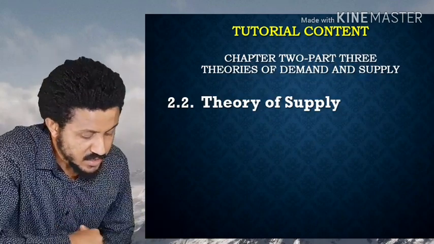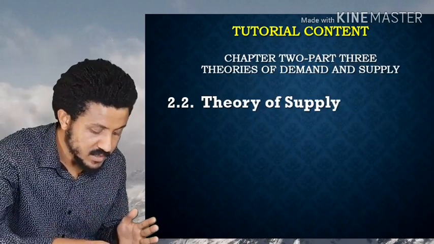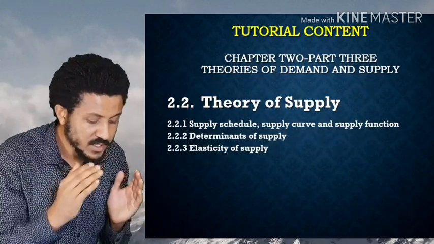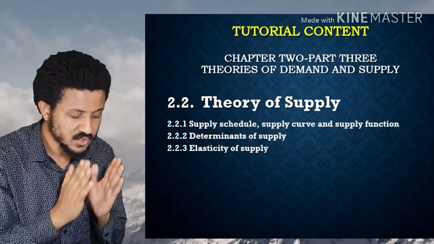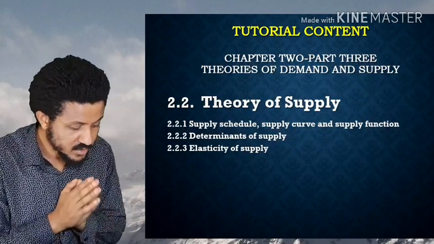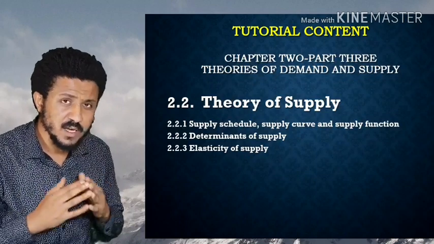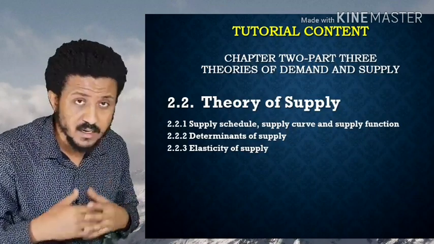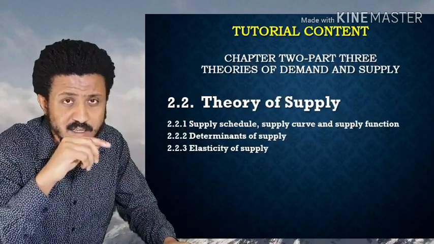Similarly, what we are going to see today is the theory of supply. So theory of supply is today's topic, and within it we are going to see the supply schedule, meaning how we can show supply: by table, by curve and by supply function. Then when we come to 2.22 we are going to see the determinants of supply, and when we come to 2.23 we are going to see elasticity of supply. So I hope we will be having a very nice time. Again, stay with me.